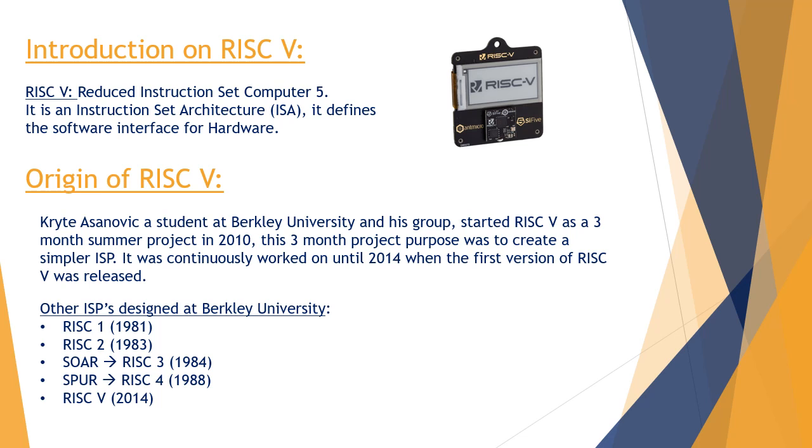a lot more. We're going to briefly also talk about the origin of RISC-V. Krste Asanović is a student at Berkeley University and started it with his group as a 3-month summer project in order to create a simpler ISA. This 3-month project turned out to be a 4-year project, and in 2014, the first version of RISC-V was released. It has a lot of predecessors such as RISC-1, RISC-2, RISC-3, RISC-4, and RISC-V.